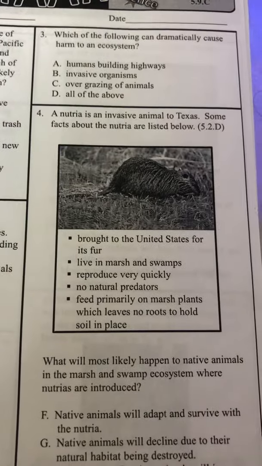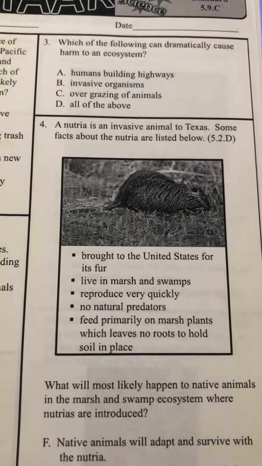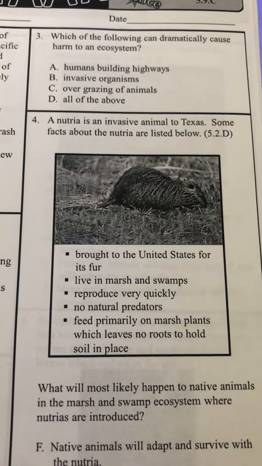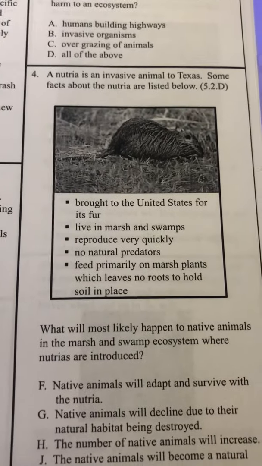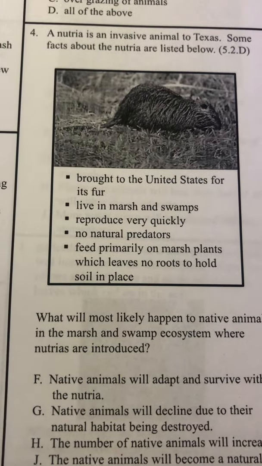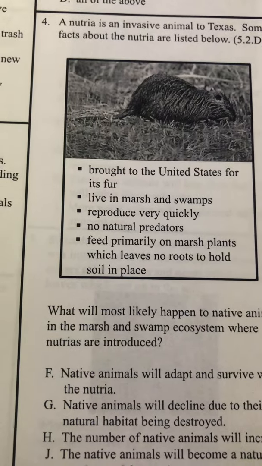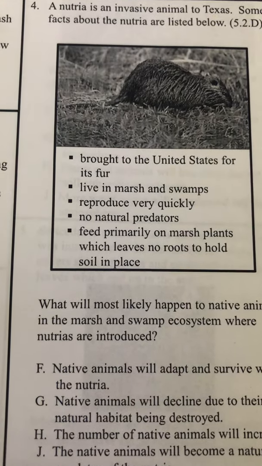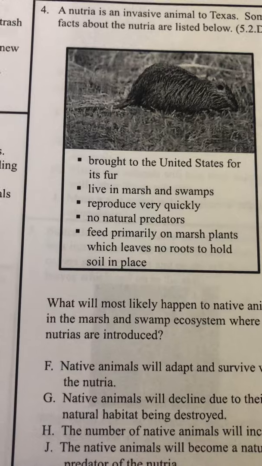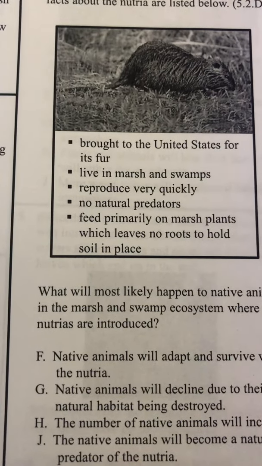Number 4. A nutria is an invasive animal to Texas. Some facts about the nutria are listed below. It was brought to the United States for its fur. It lives in marsh and swamps. It reproduces very quickly. No natural predators. And it feeds primarily on marsh plants, which leaves no roots to hold soil in place.